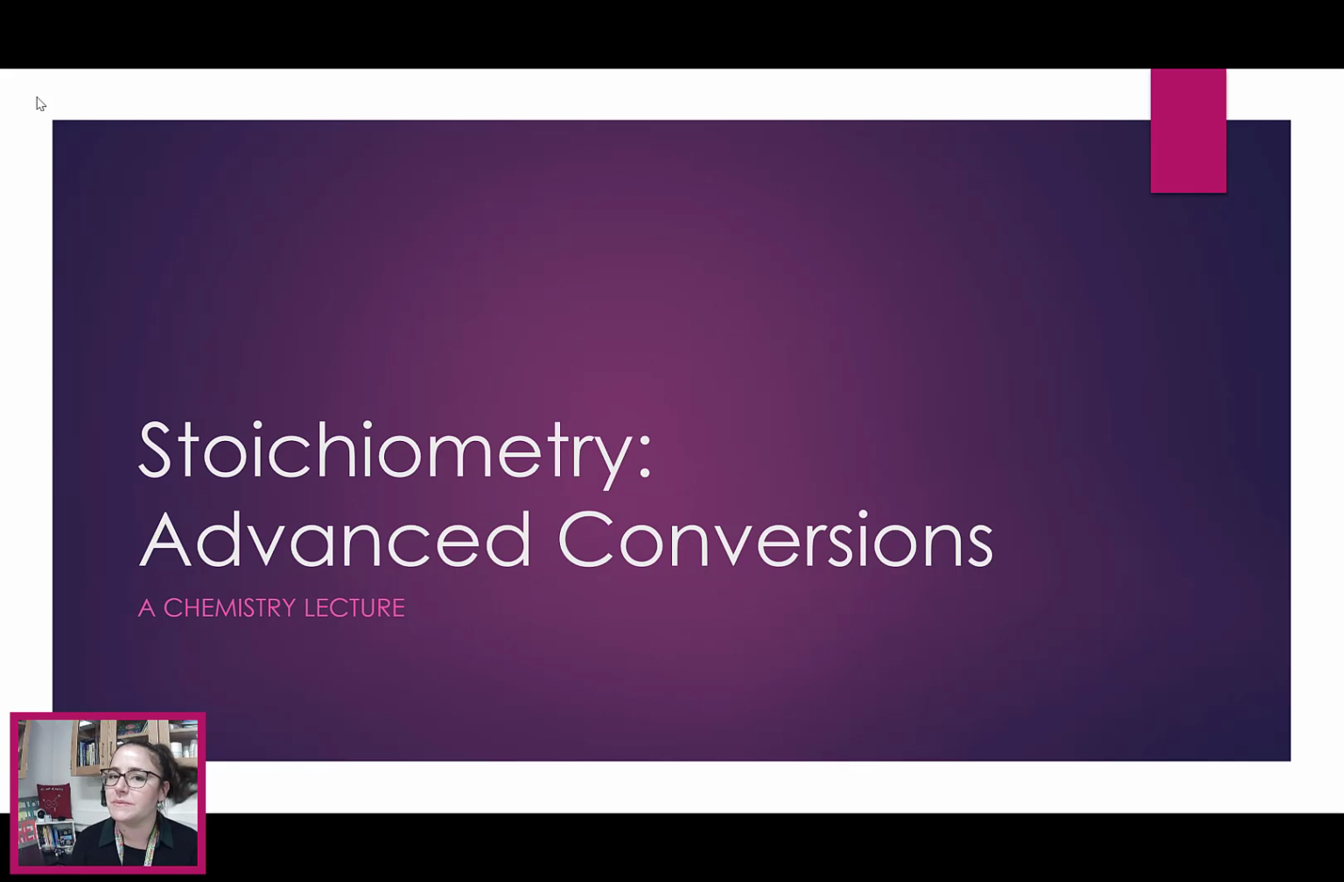In this lecture, we're going to be going over how to do three-step stoichiometry conversions that go from grams of one substance to grams of another substance. We'll also be talking about limiting and excess reagents and doing lots of example problems and looking at how we can use the mole map to help us with these conversions. So let's get started.